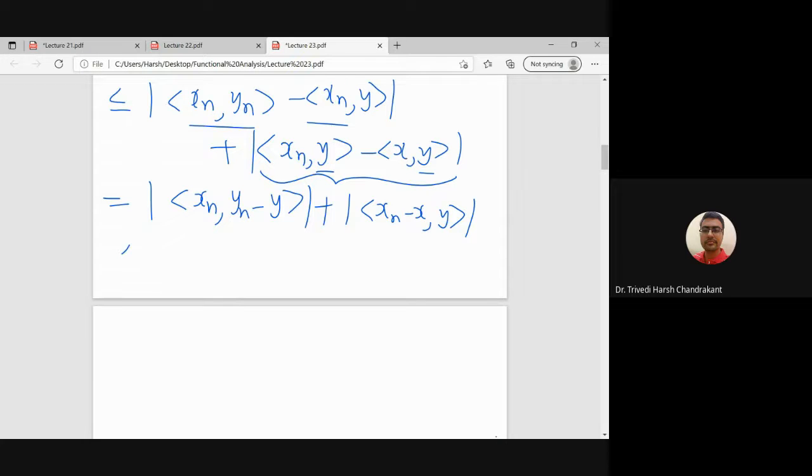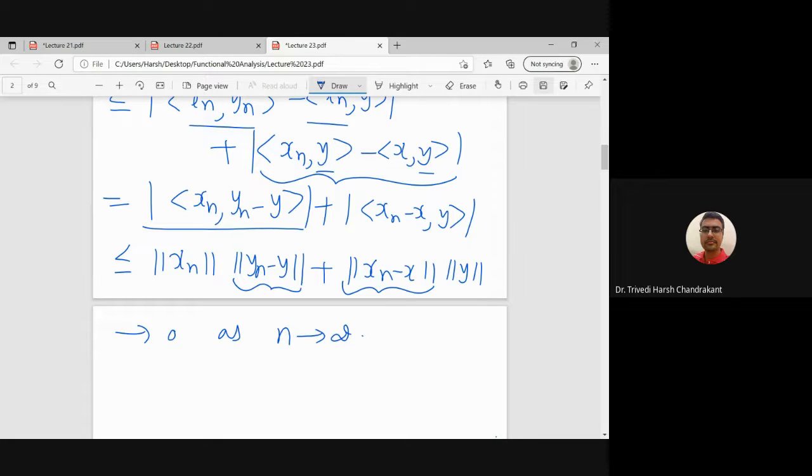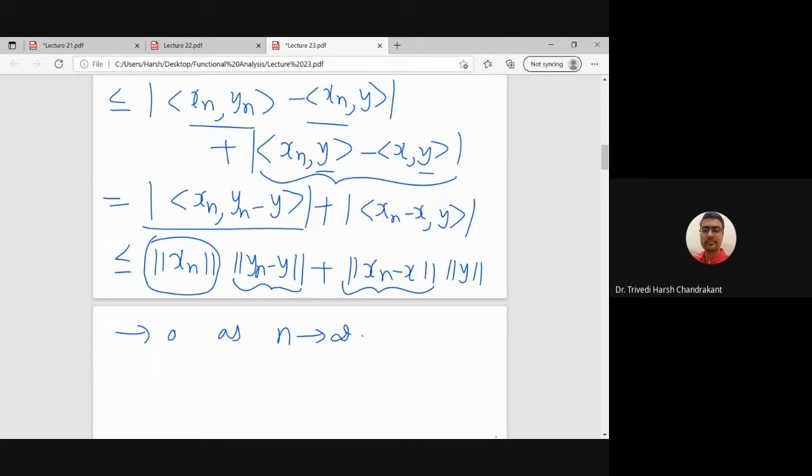And then now we can use the Cauchy-Schwarz inequality. So this term is less than or equal to norm of xn times norm of yn minus y plus norm of xn minus x times norm of y. So as n approaches infinity, since yn converges to y and xn converges to x, this term converges to zero. This converges to zero as n approaches infinity. Again, we know that xn is a convergent sequence, so norm xn is a bounded sequence. And if we have a sequence that converges to zero, any fixed non-zero number times that sequence also converges to zero.